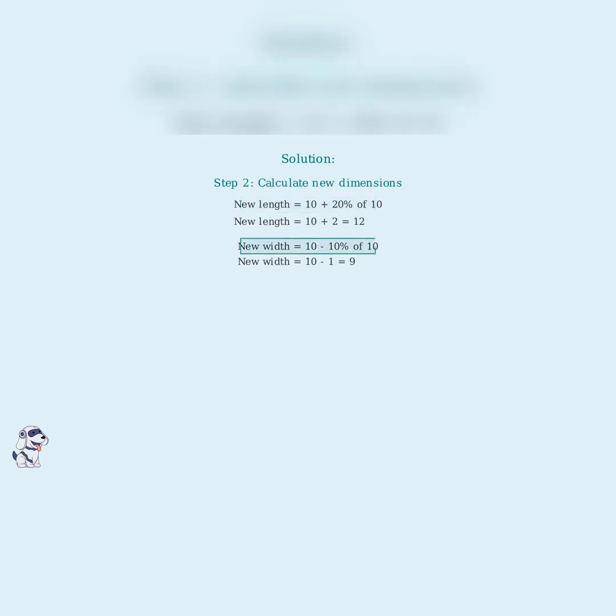The length increases by 20%. So 10 plus 20% of 10 equals 10 plus 2, which gives us 12. The width decreases by 10%. So 10 minus 10% of 10 equals 10 minus 1, which gives us 9. Step 3. We calculate the new area by multiplying the new length by the new width. 12 times 9 equals 108 square units.